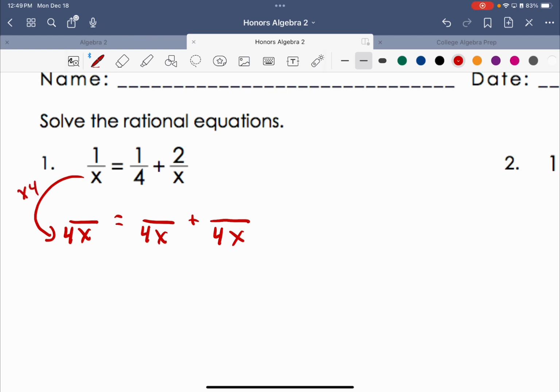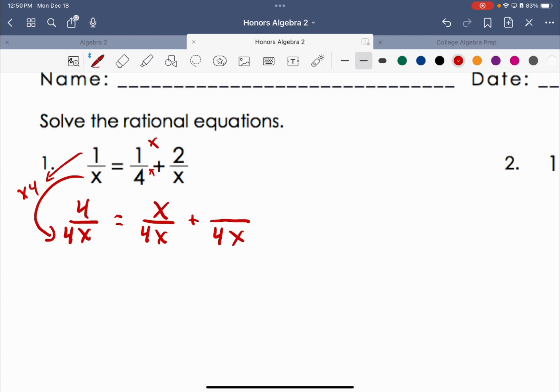So 4 times x is 4x, but because I multiplied the denominator, I also need to multiply the numerator. So 4 times 1 is simply 4. So 4 over 4x is the same thing as 1 over x. They're equivalent to each other. Now we compare the second term, which is 1/4. Now we're going to turn the denominator into 4x, so I need to multiply both of them by x. When we look at that numerator, 1 times x is x.